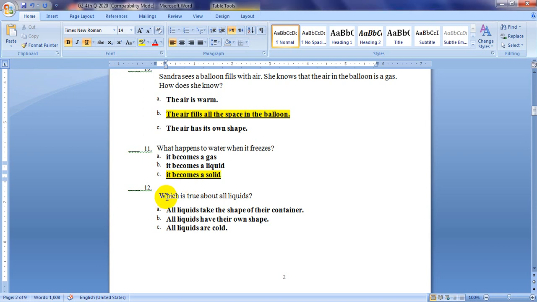12. Which is true about all liquids? All liquids take the shape of their container. All liquids have their own shape, or all liquids are cold. Of course, it's not letter C, because some liquids are hot. And it's not letter B. It can never be letter B, because liquids do not have their own shapes, but all liquids take the shape of their containers, which is letter A.